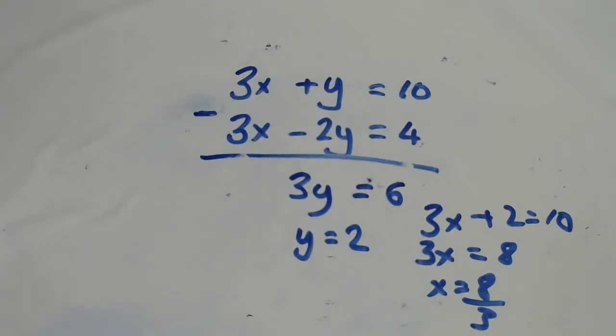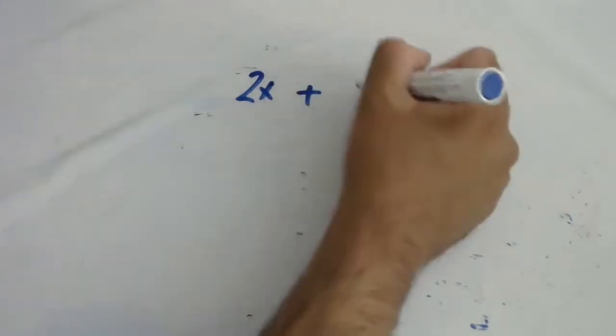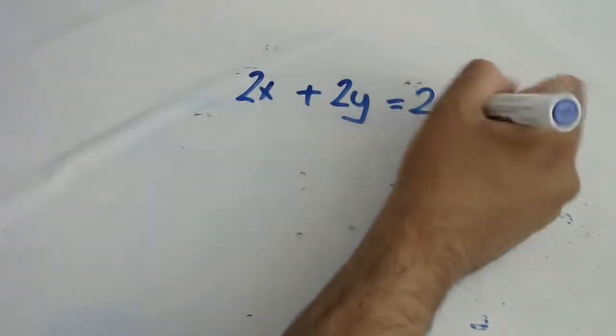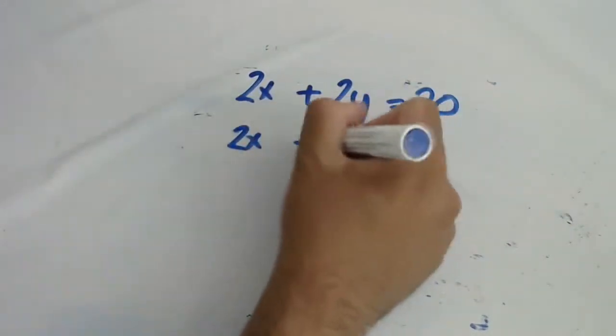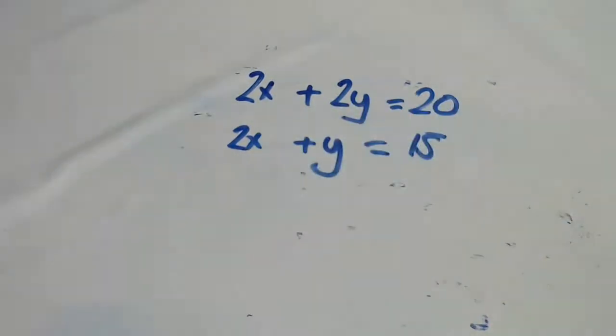Right, so let's try another one. So this time, have a look at the equation. Decide which letters are you going to be cancelling. Is it going to be X's or Y's? And solve that equation for me. All right.